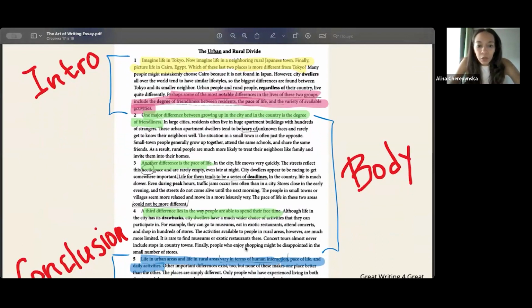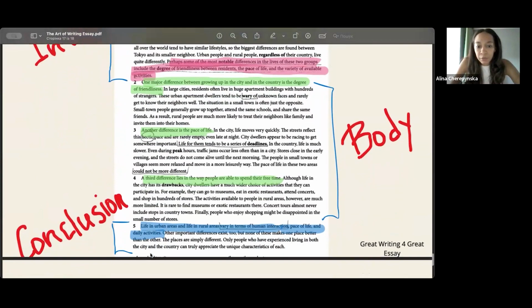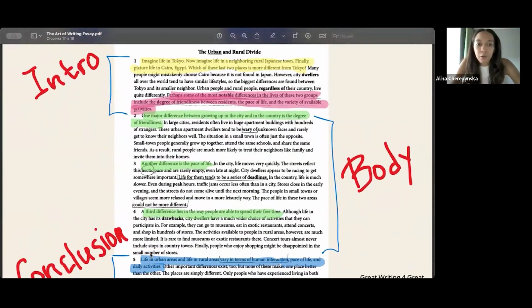First of all, let's take a look at how many paragraphs we have. 1, 2, 3, 4, 5. It's good. Perfect. We have an introductory part, and you can see the size of the introduction. Here we have it in yellow. It is our hook. Imagine life in Tokyo. Now imagine life in a neighborhood in a rural Japanese town. Finally, picture life in Cairo, Egypt. Which of these last two places is more different from Tokyo?